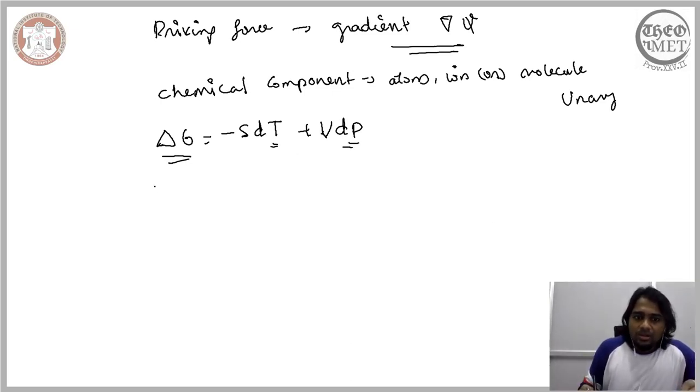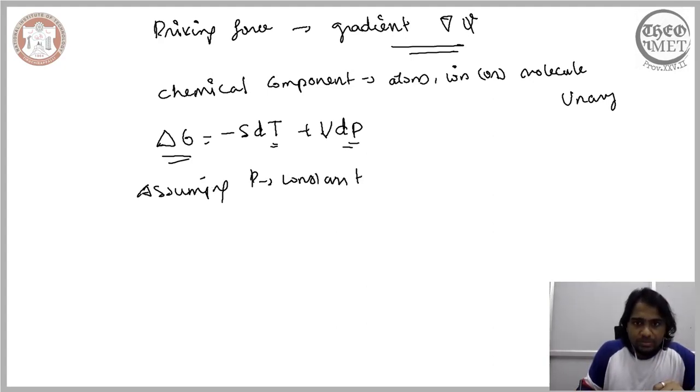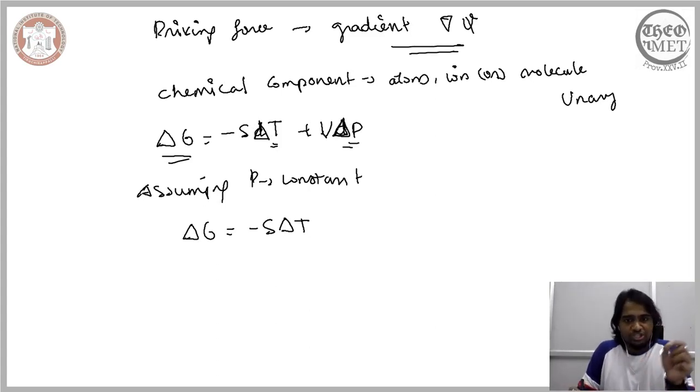Now, assuming that it's only the temperature that is changed and the pressure is constant, the change in the Gibbs free energy with respect to temperature can be expressed in this form. So to be consistent, instead of dT, we can have not an infinitesimal change in the temperature or pressure, but the overall change in the temperature and pressure. So it can be represented in this way.